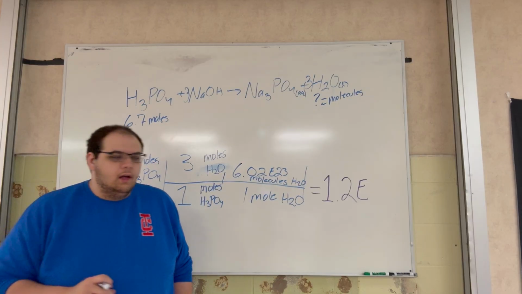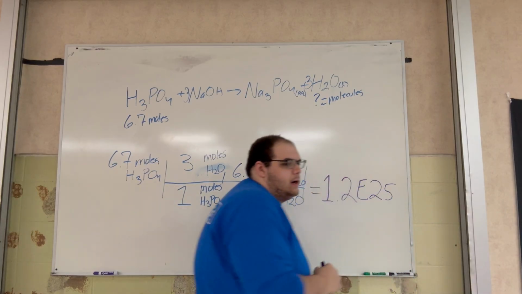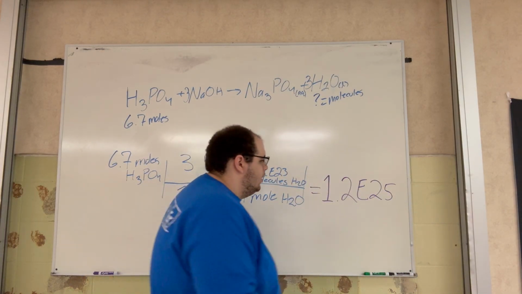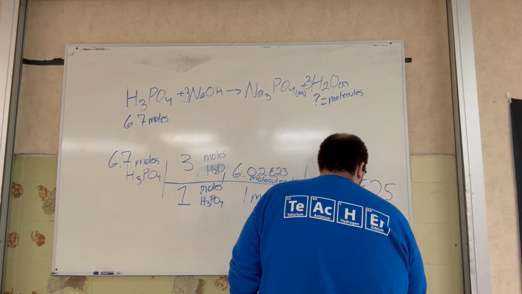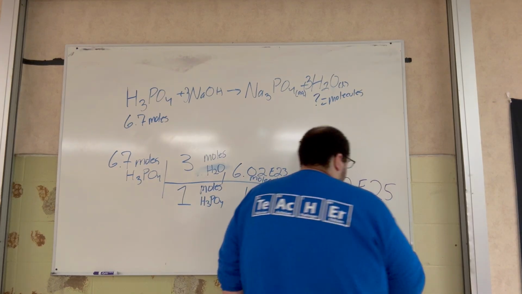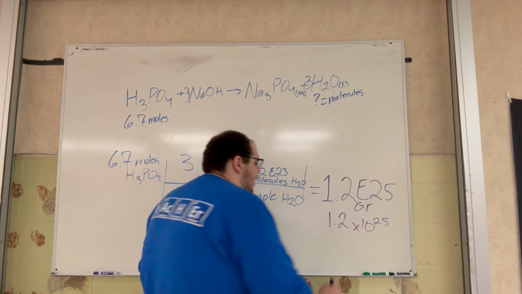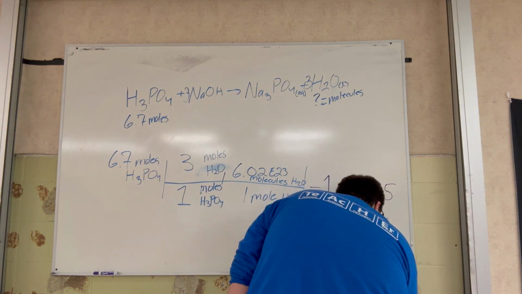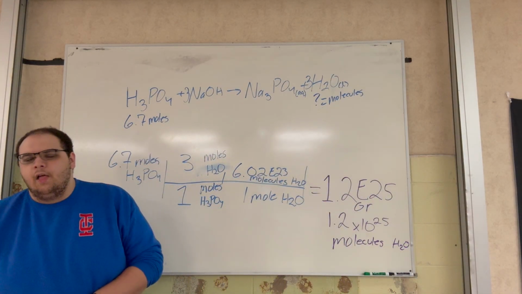Do we agree? Yes. Hey, I will take 2 ways to write this. The first way, and my way that you're going to see me write a lot, is the E method. So I'm just going to write E25, and I'm okay with that. You could also write the longhand way, which is the times 10 to the 25 way. Either way, make sure you also have molecules H2O. Okay? And that would be my final answer.